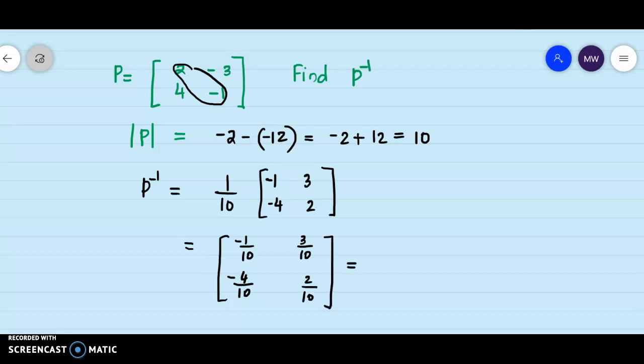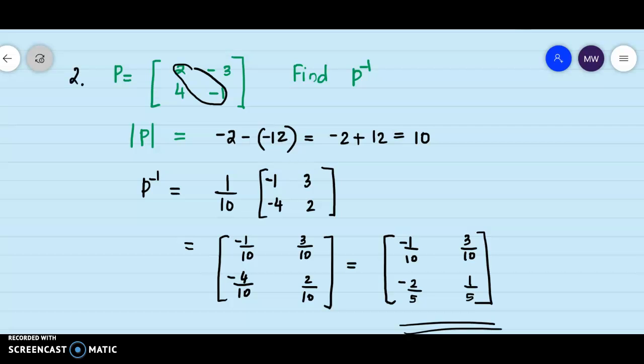Let's reduce any fractions that can be reduced. The first one would be negative 1 over 10, and then 3 over 10, nothing can be reduced there. But in the second row, we can reduce by 2. So that's negative 2 over 5, and 2 over 10 can be reduced as 1 over 5. So that is the inverse of matrix P for question number 2.